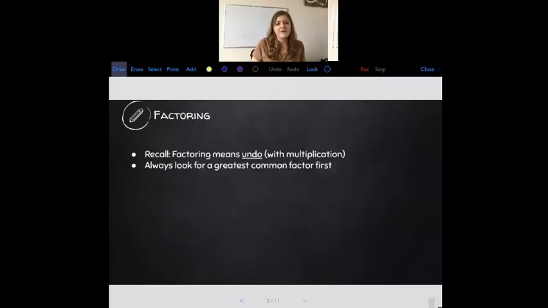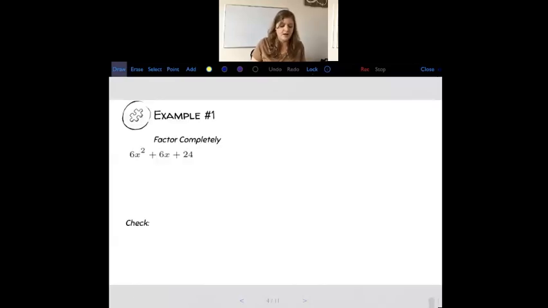So factoring, remember that factoring means undo with multiplication and that we always look for a greatest common factor first. Example 1, factor completely. So step 1, we look for a greatest common factor between our numbers and our variables. In this case, between 6, 6, and 24, the greatest common factor is 6. And we have x squared, x, and then no x's. So there's no greatest common factor between those. There's nothing that we would be able to take out.